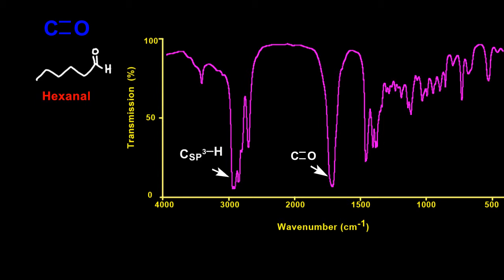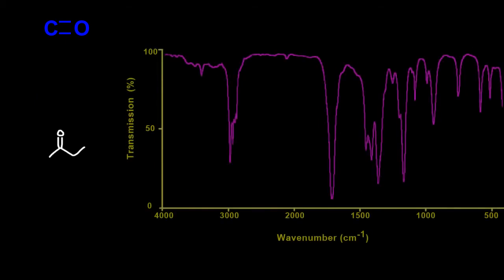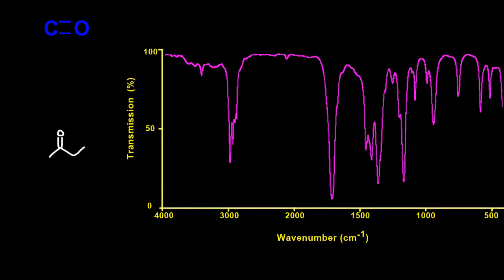For the aldehyde group, for example hexanal, the C double bond with O of the carbonyl falls between 1690 and 1740, and the H bond with C falls around 3000 wave numbers. The ketone group appears in the range of 1680 to 1750 wave numbers. For example, 2-butanone shows the carbon-oxygen double bond at 1700 wave number, and the carbon-hydrogen bond at 3000 wave number.